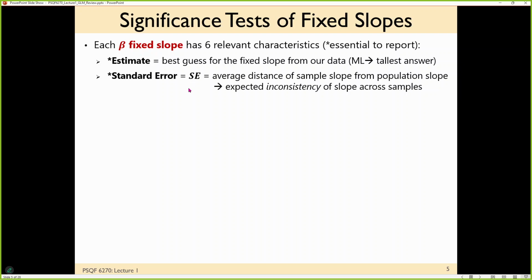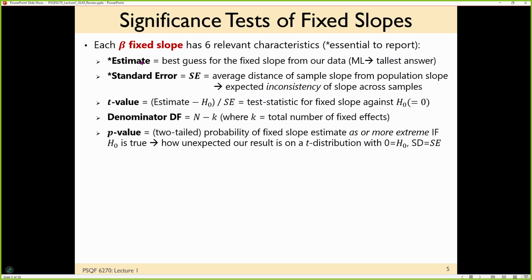Wiggliness is an idea. So if my slope is 3 and my standard error is like 0.5, I have a lot more certainty that 3 is really a good answer than if my slope were 3 and the standard error were 3. Because then it's like, I have no idea what this could be. Could be 3, could be 6, could be 9, could be 0, no idea. These 2 you need to report because everything else is derived from these.